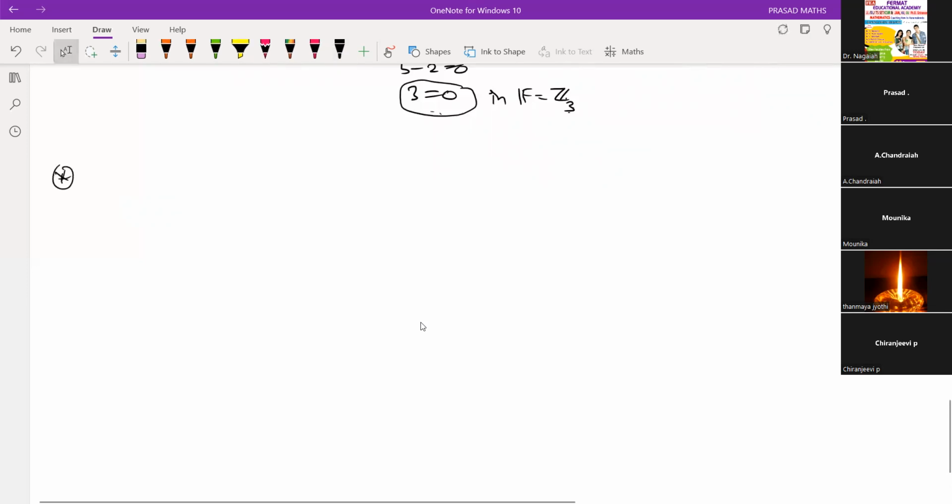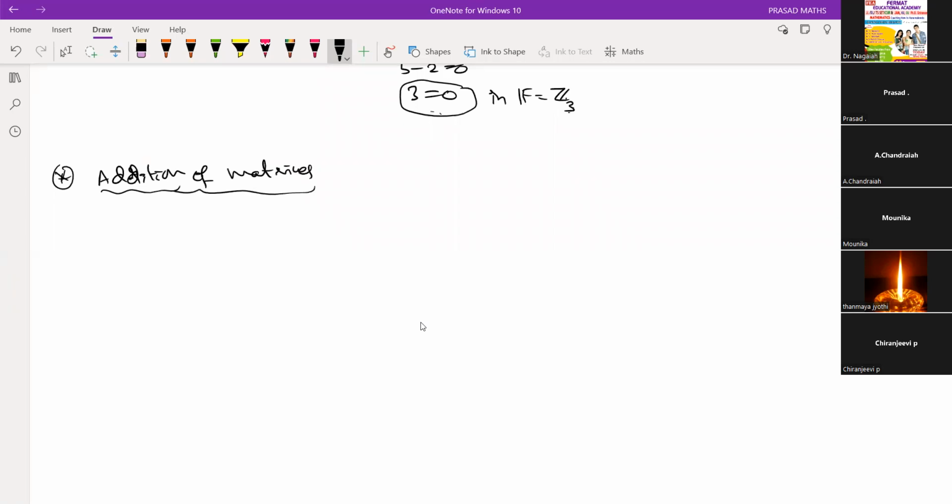did I mention that addition property, addition of matrices, in yesterday's class? No, right? Yeah. Next is addition. Once you have comparability, then we need to define addition of matrices. So addition of matrices means you take A and B, matrices of the same size, of the same order.